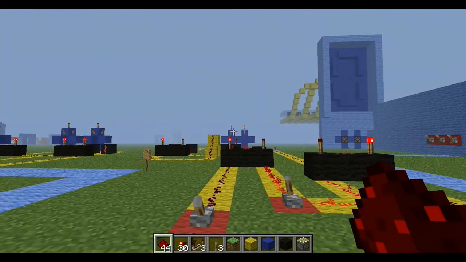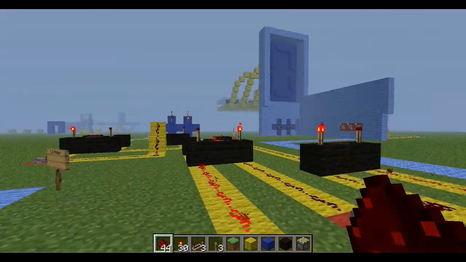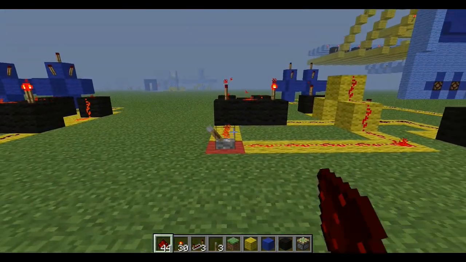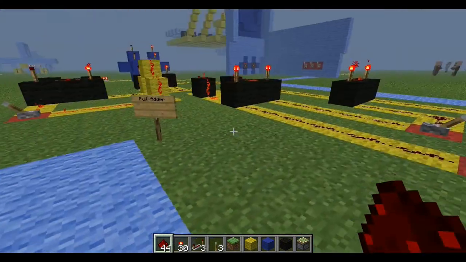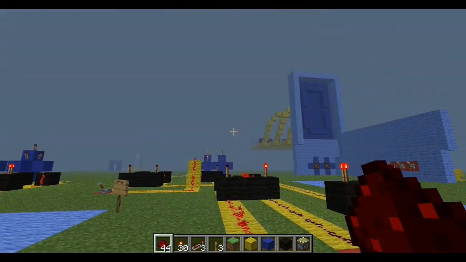It will be 0, 1, which in binary translates to 1. So that's easy. Now, if we have 2 levers on, it'll be 1, 0.